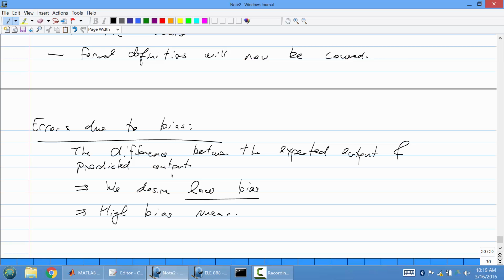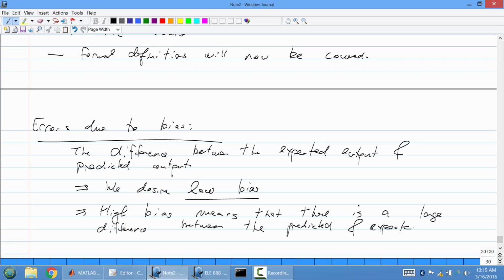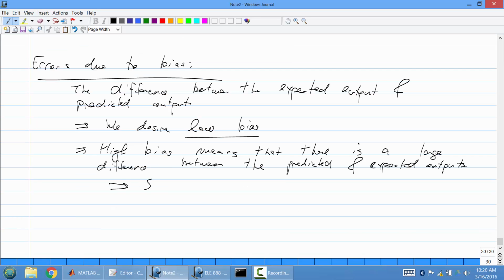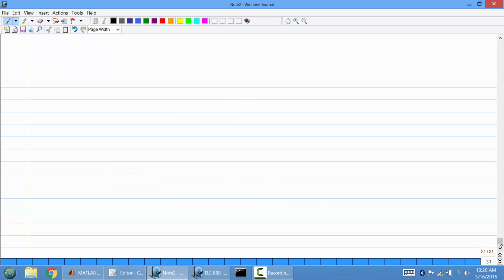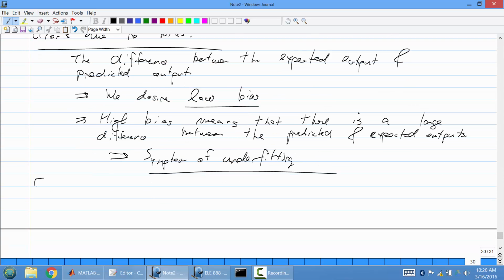Okay? So high bias means that there is a large difference between the predicted and expected outputs. Okay, so this is actually a symptom of underfitting, as we talked about before. Okay, so that's errors due to bias. Now what about errors due to variance?